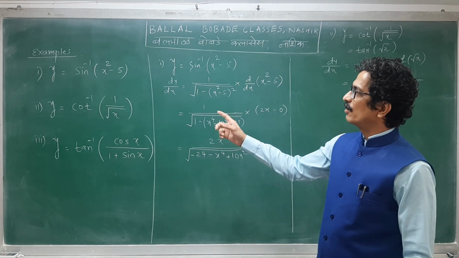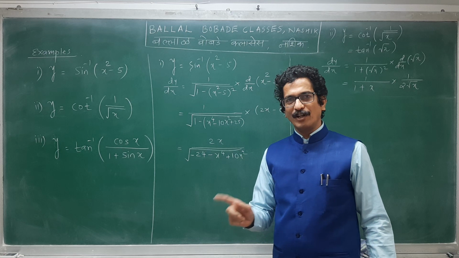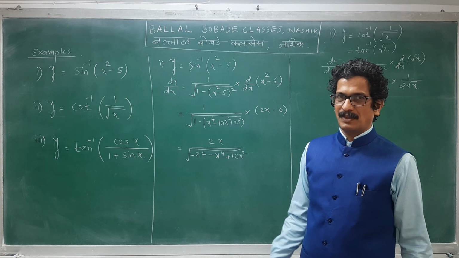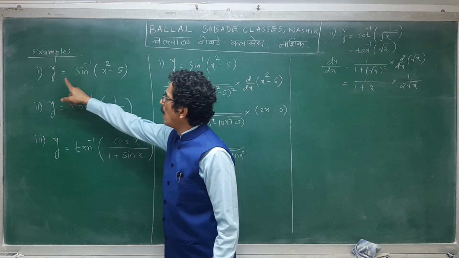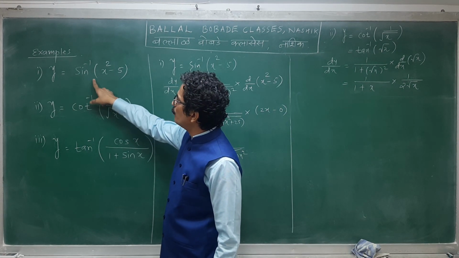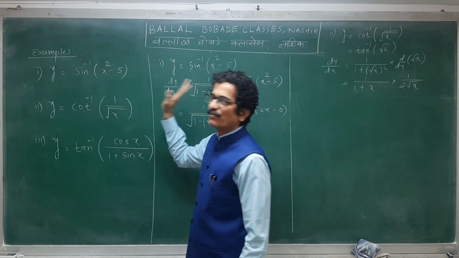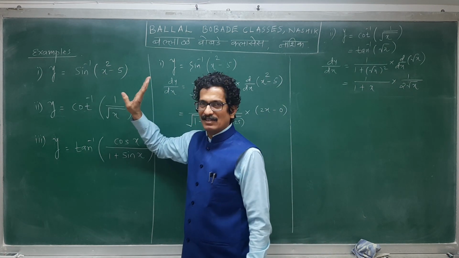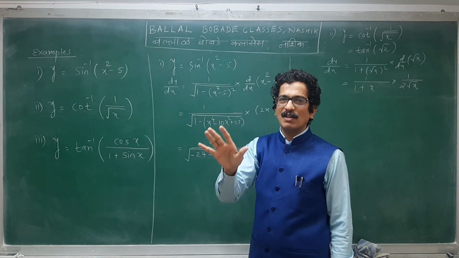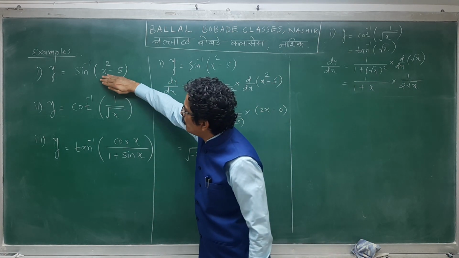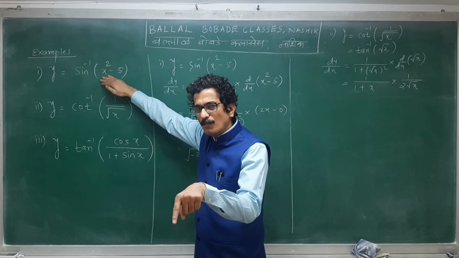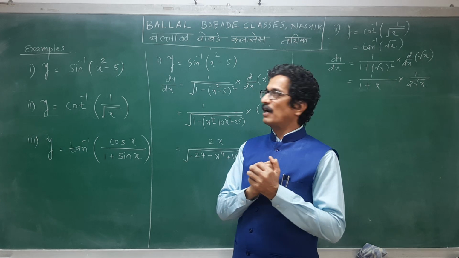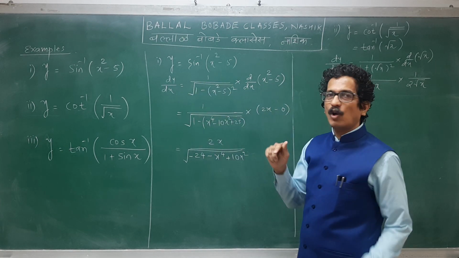So students, we will elaborate our idea of differentiating inverse trigonometric functions by considering a few examples. Look at the first example. Y equal to sine inverse of x square minus 5. Now you have studied the formula for sine inverse x. It is 1 upon root of 1 minus x square. But this is not x now. So this belongs to not only inverse trigonometry but also the composite function part. Have a look. So in that case, what do we do?